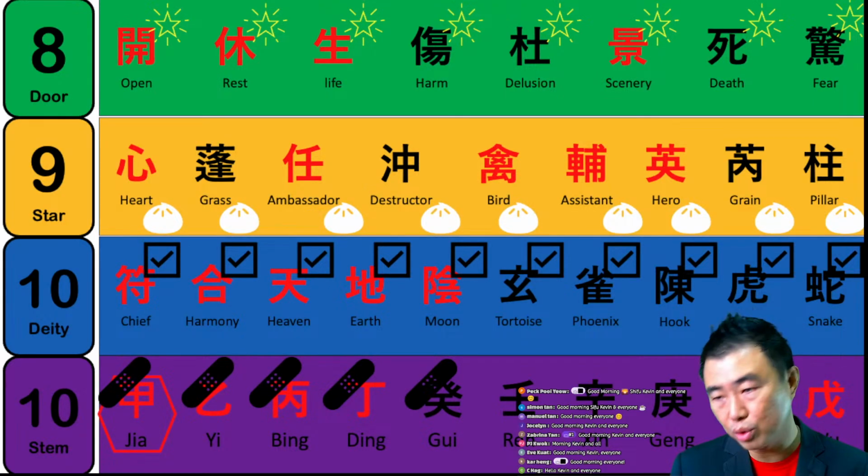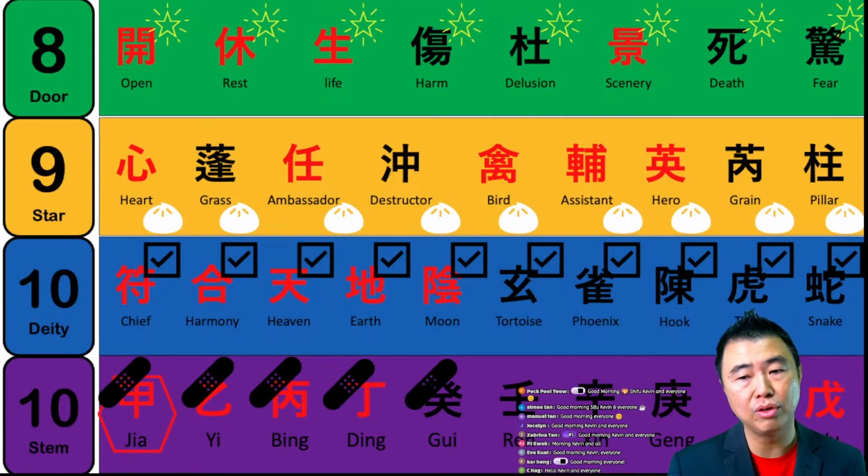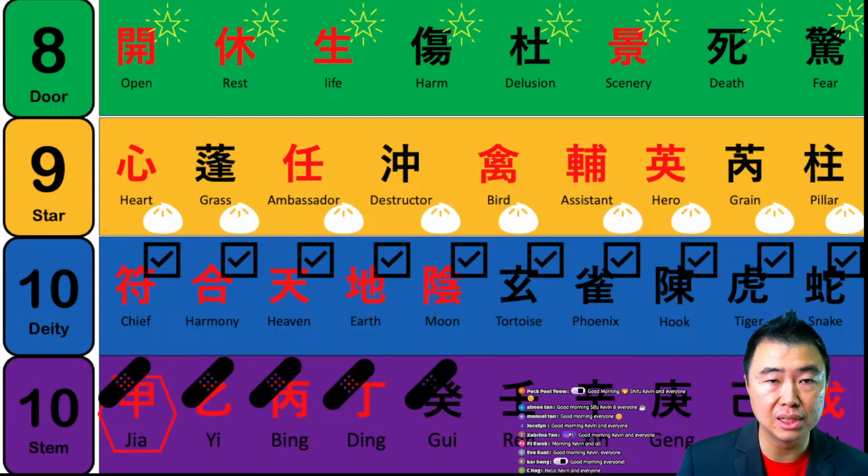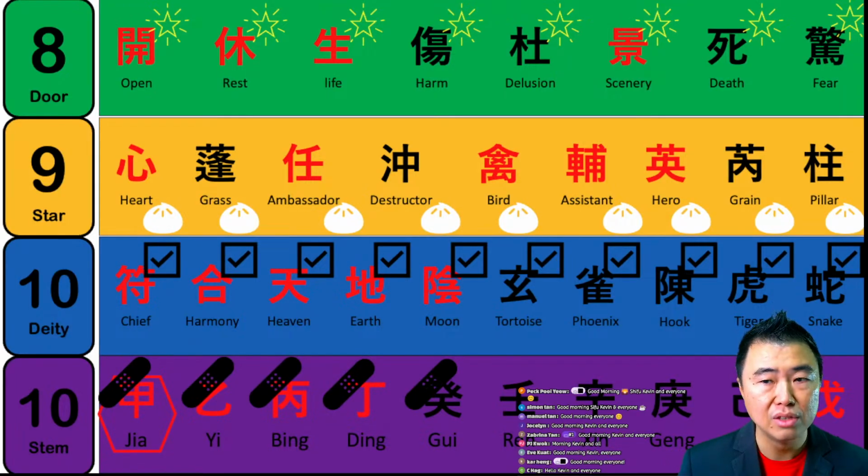So yeah, we have also covered all the stars. We have done that, and also the deities component, we have done all the deities, and right now we are completing the stem component, which is the final component of the QiMen essential. These are the vocabulary of QiMen.